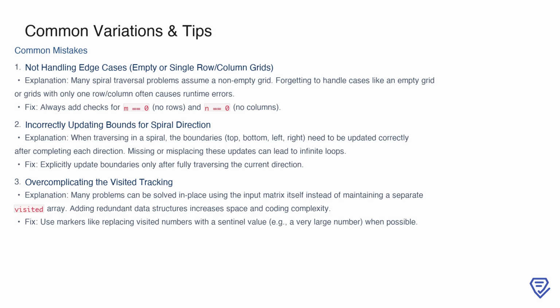Missing or misplacing these updates can result in infinite loops. Additionally, overcomplicating the tracking of visited cells is another pitfall. Instead of using a separate visited array, you can often modify the input matrix directly by marking visited cells with a special value, reducing both space usage and complexity.